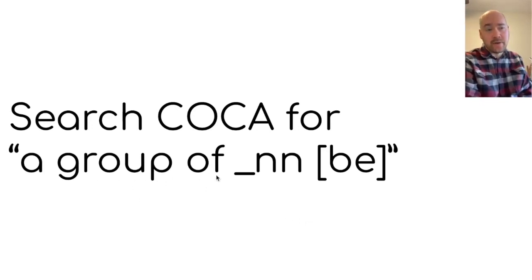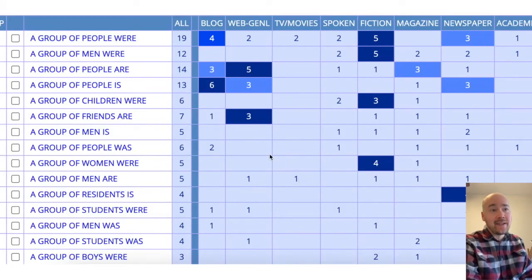So if you do a COCA search for a phrase like this, a group of noun, this just means return any noun, and then be in square brackets means any conjugation of be, you'll get results like this, and you can see, even in academic writing where you might expect people to be pretty strict about the rules of grammar, they use group of people with it as a plural subject just almost as often as they do as a singular subject. And then across other genres, it's similarly split, right? So in blogs, we have a group of people were, a group of people are, so those are with a plural subject, and then a group of people is with a singular subject, and they're roughly equal numbers, right?